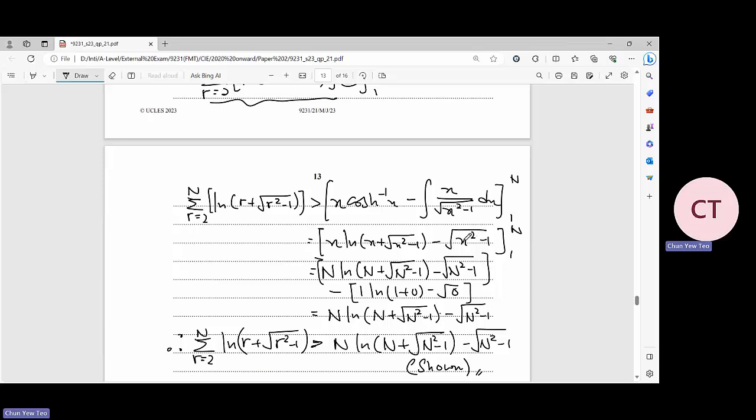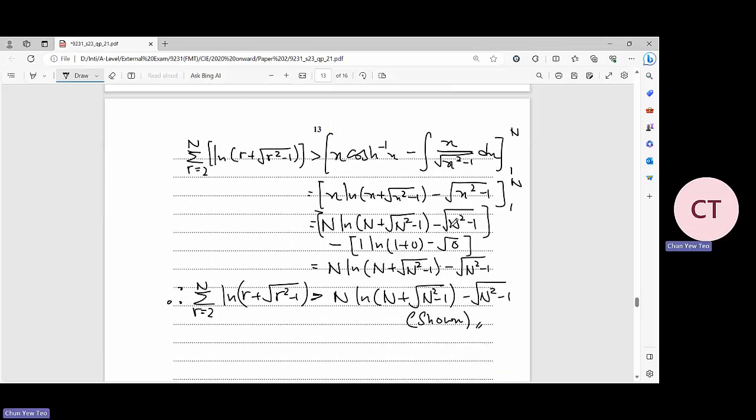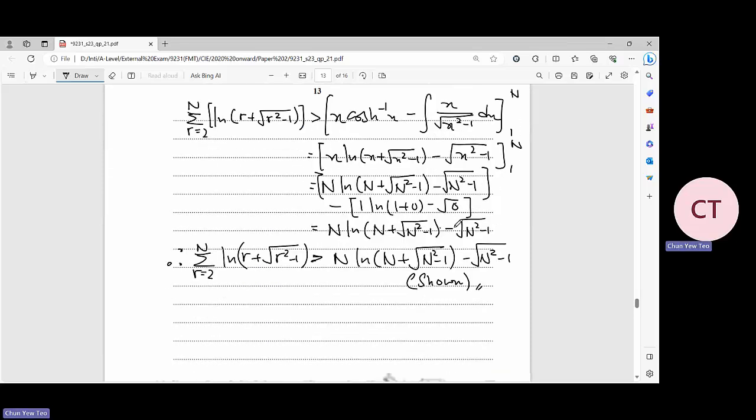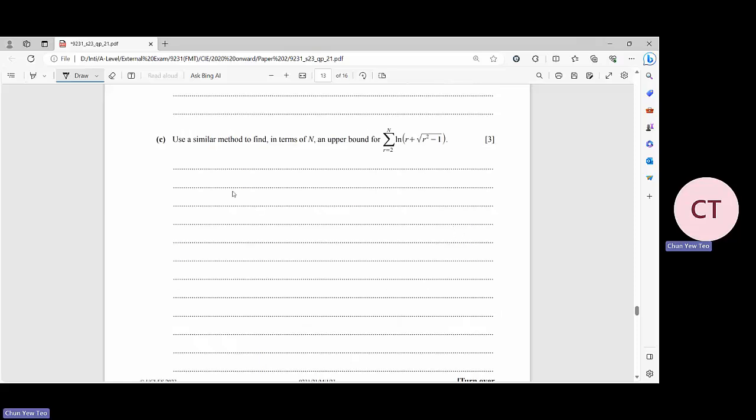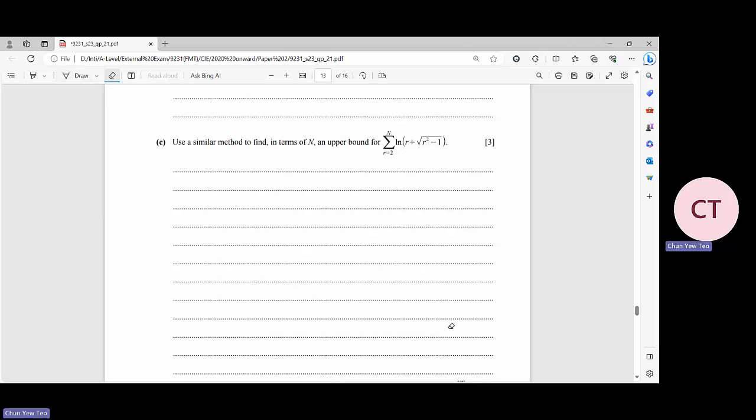Done for this part. B, this is the part B. Okay, now we move on to part C. Use a similar method to find the upper bound of this series. So what we have found just now is the lower bound. Now we want to go for the upper bound.